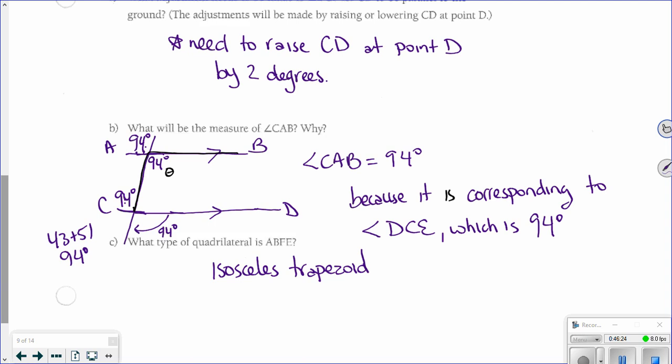Okay, isosceles trapezoids are common for this because they're easy to work with. The angles work out really well. So isosceles trapezoid, when in doubt, guess isosceles trapezoid.